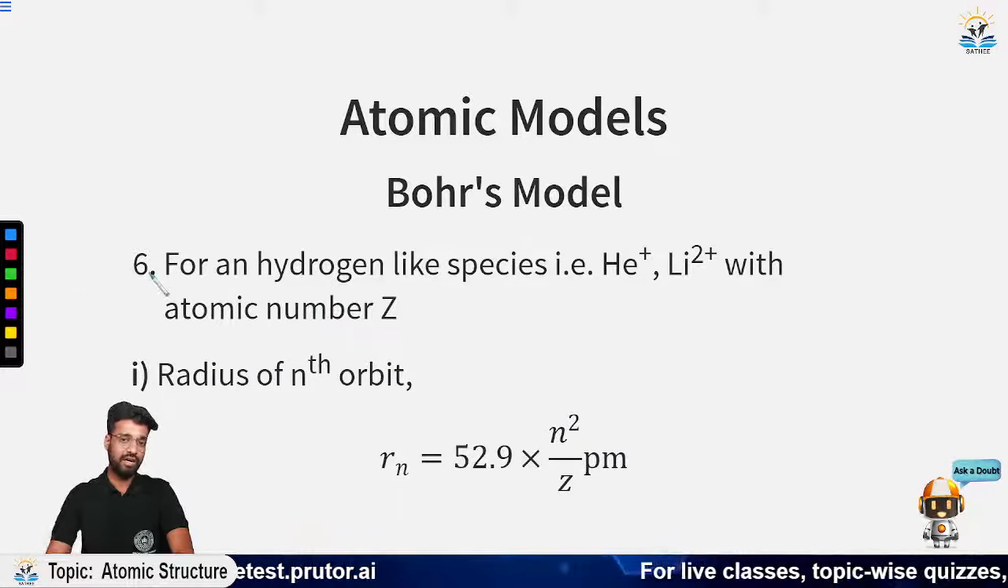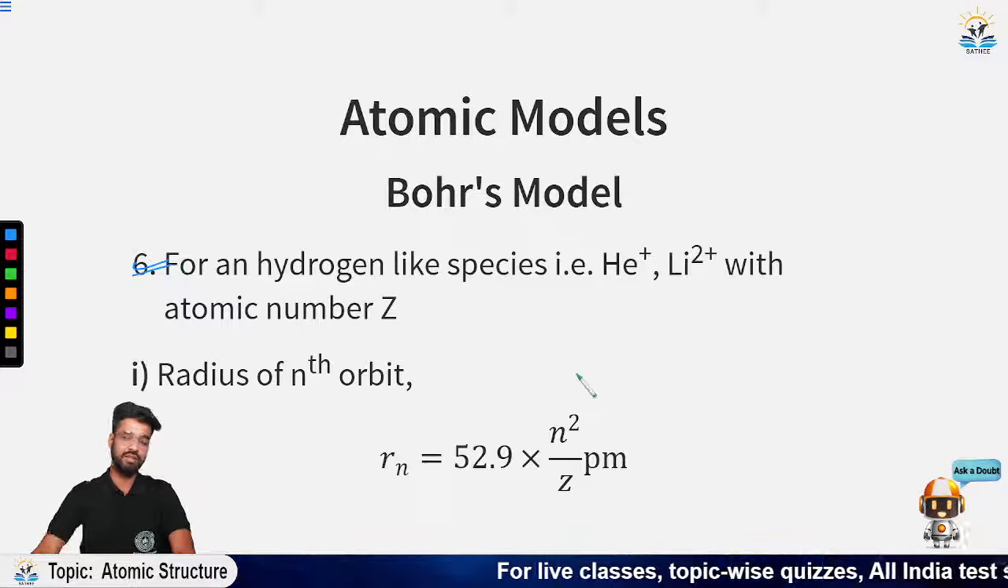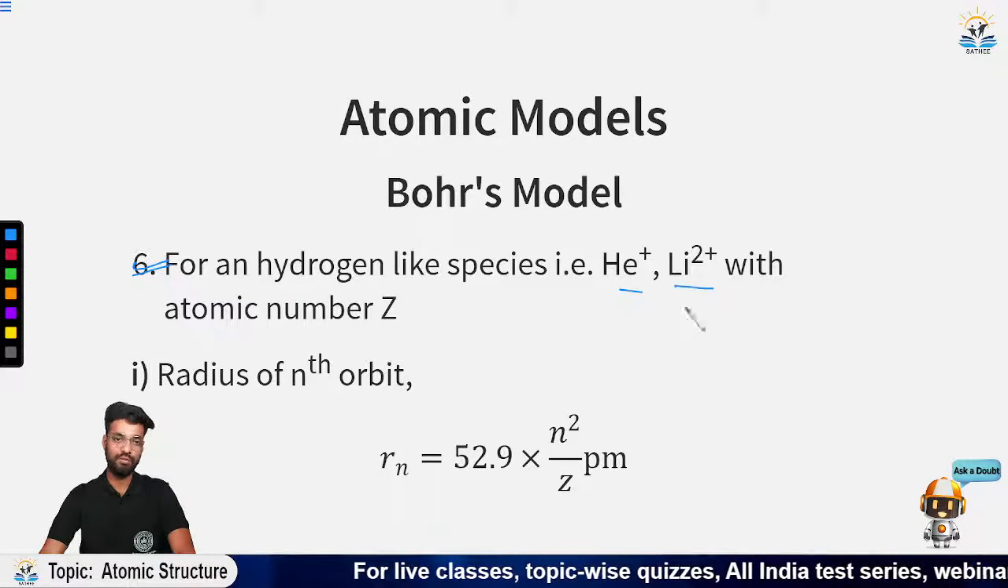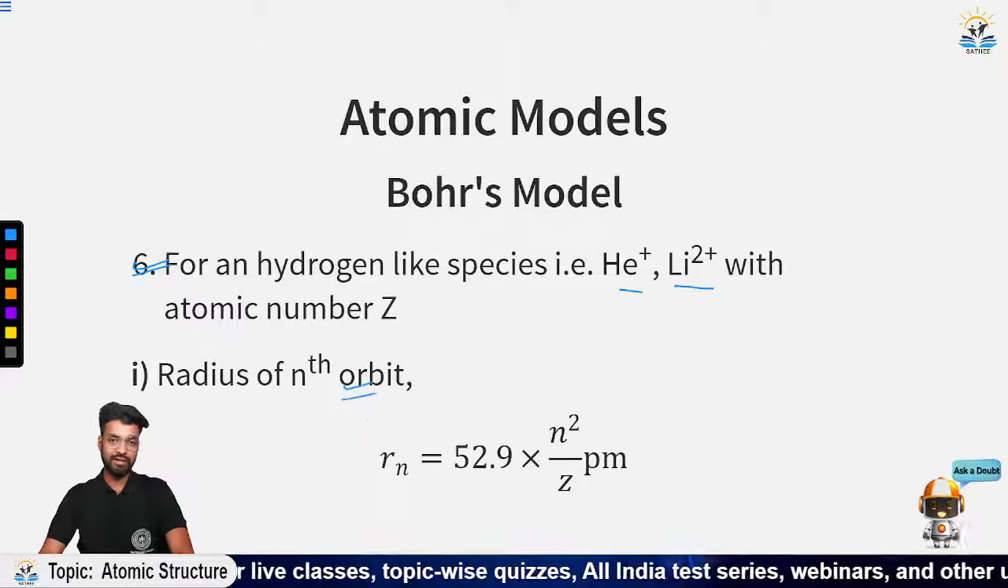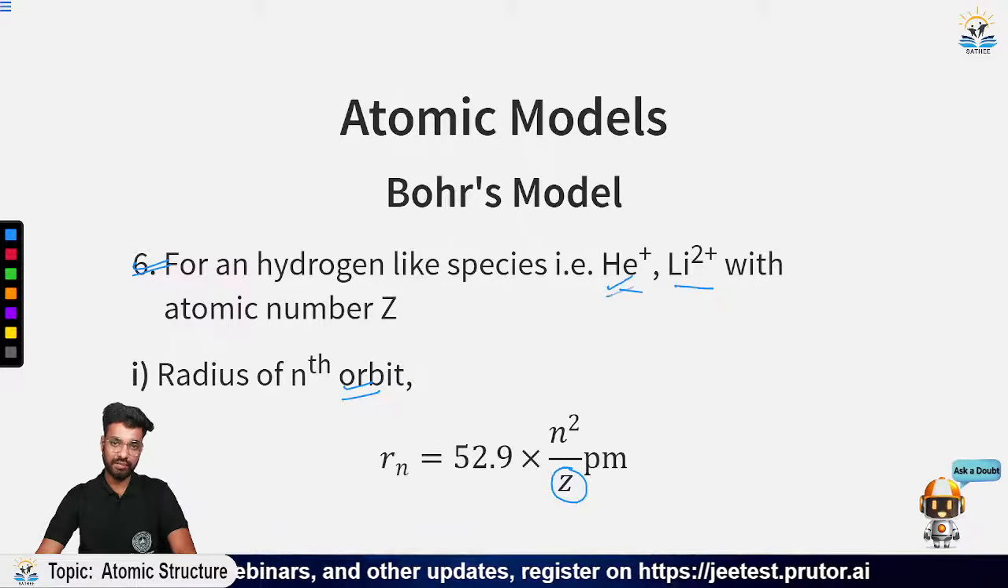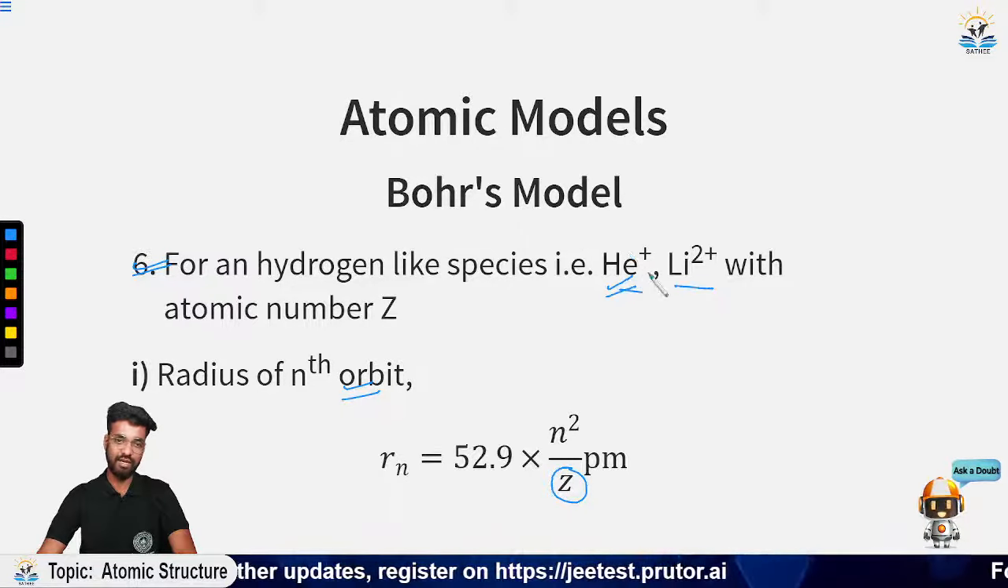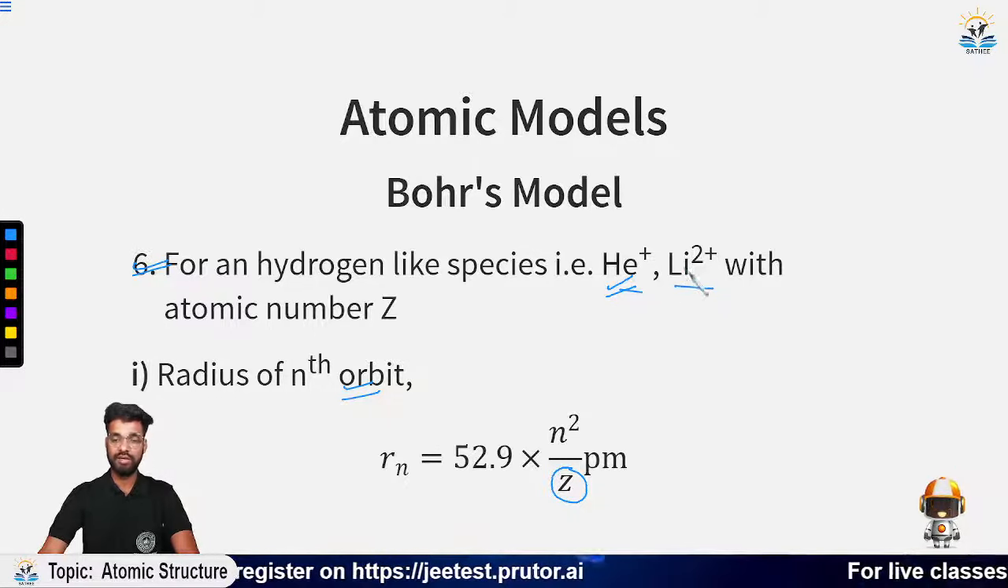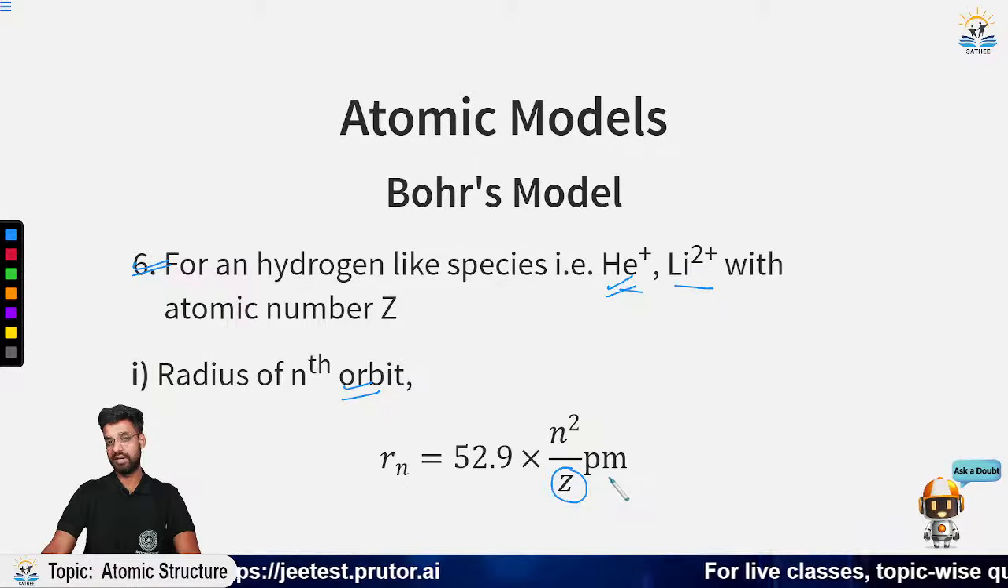Now, if we are considering other hydrogen-like species like helium plus or lithium 2 plus, then the radius of the nth orbit is given by 52.9 into n square by z. So this z is here the atomic number of the atom that we are taking. So for helium it is 2, for lithium it is 3. So this number will vary like this.